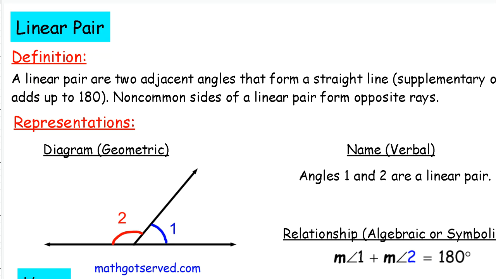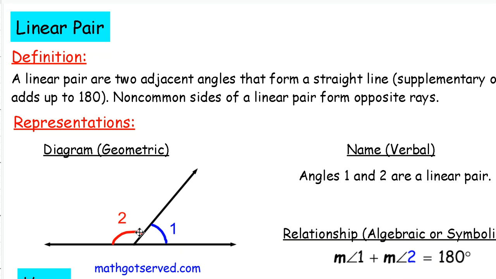Okay, so a linear pair are two adjacent angles that form a straight line. Certain things to keep in mind concerning angles that form a straight line are that they are supplementary, or they add up to 180 degrees. Another point to note concerning linear pairs is that the non-common sides of a linear pair form opposite rays. Now, what does that mean? Well, let's take a look at the representations that we have down here.